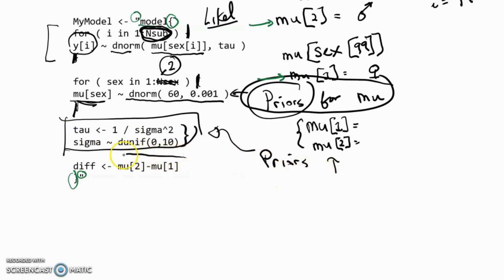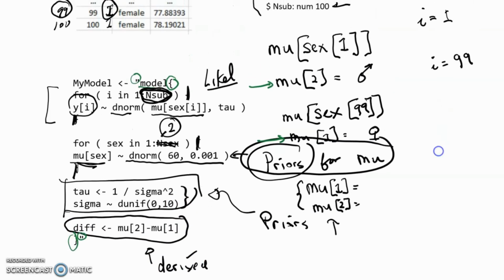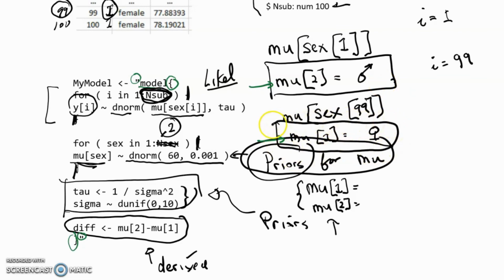And finally, if we're interested in the difference between the male and female wing lengths, we create this derived quantity, because mu at 2 is the male wing length and mu at 1 is the female wing length. So this is just an alternative approach that is more similar to Krushke in terms of the likelihood function, a little bit different from what we saw earlier, which was what Carey used.